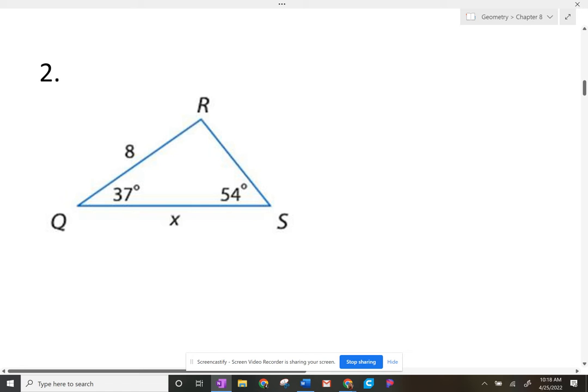All right, with my triangle, I've got angle S, 54, doesn't have a number opposite of it. Yes, so that one's good. Angle 37, does that have a number opposite of it? No. I'm trying to find this one. So if I want to find this, I have to figure out what the angle is for R. How can I figure that out?